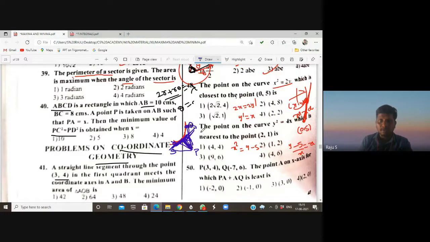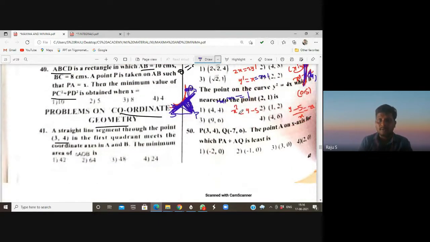So the least value is the closest point, so that is why I found the slope here. Let us take M1 is equal to x directly. I'm taking x comma y as any point on the curve. I'm finding the slope, this is M2. M2 is equal to minus 1, because only the perpendicular will give the closest. So you'll get the point directly. You can find that.